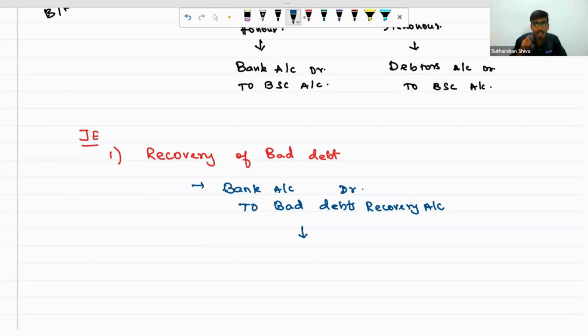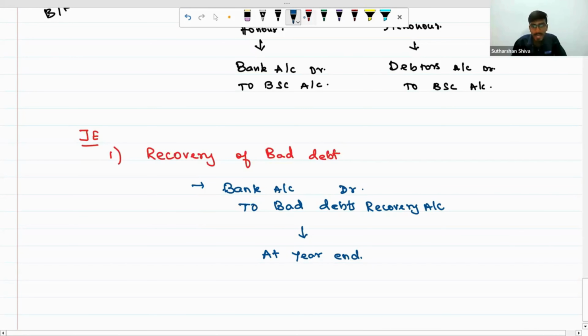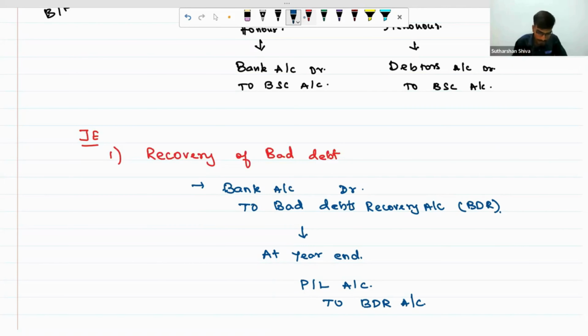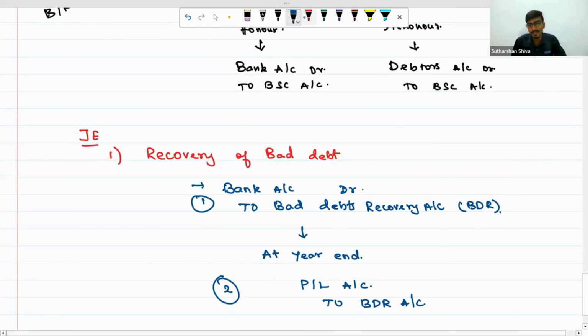Because it is a nominal item, at the year end I will pass the journal entry: bad debt recovery account debit to profit and loss account. This is the first journal entry you should pass, and this is the second journal entry you should give effect to at the year end.